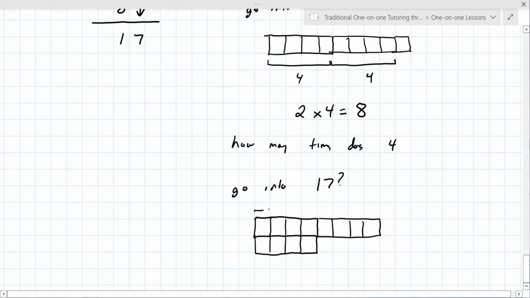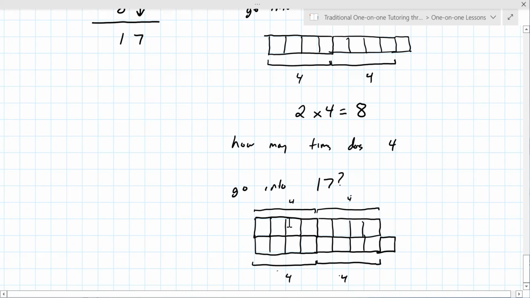12. 12, right? So there's 4. There's another 4. And there's another 4. And you're like, all right, that's 12. I'm not up to 17 yet. So here's another 4. How many are you at total now if you have 4 4s? 16. So 1 more gets you to 17.